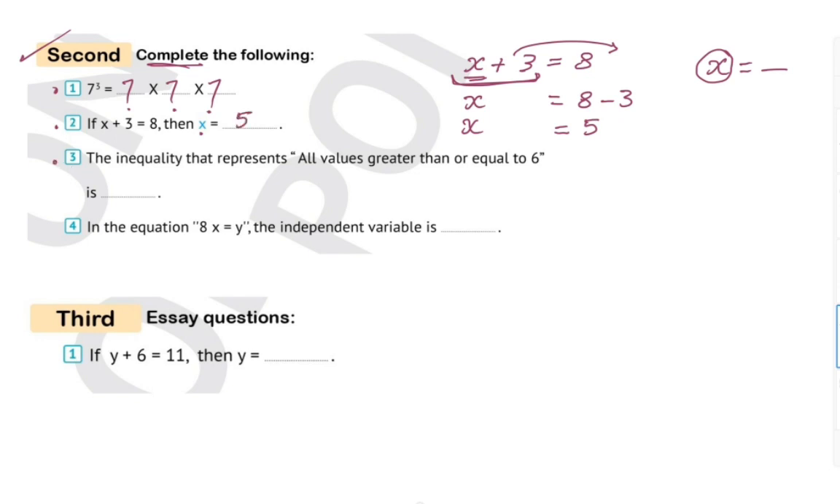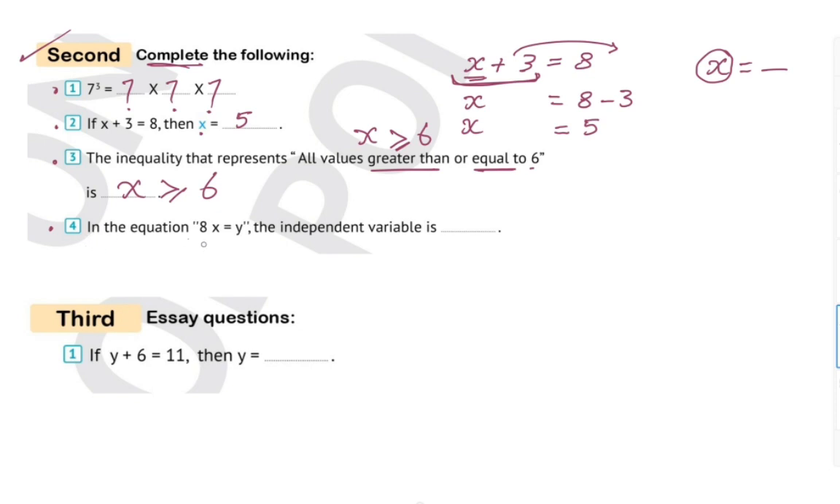Next point, the inequality that represents all values greater than or equal to 6. Note with me, greater than or equal. Greater than means this sign, and equal to, put this sign. All values, so I have x here, greater than or equal to what? 6. Put 6 here. Now I have the inequality x greater than or equal to 6.